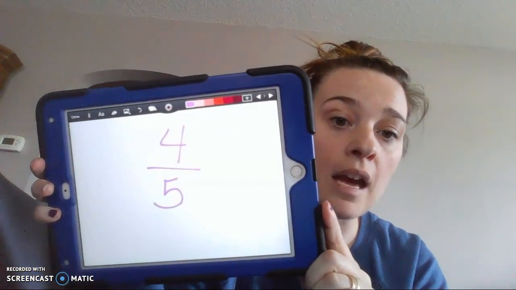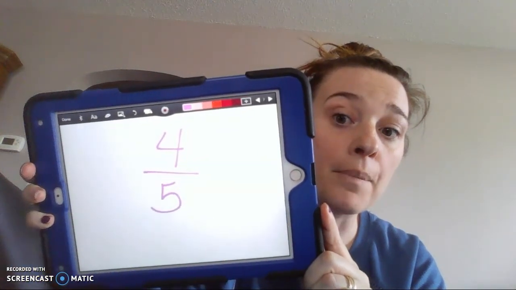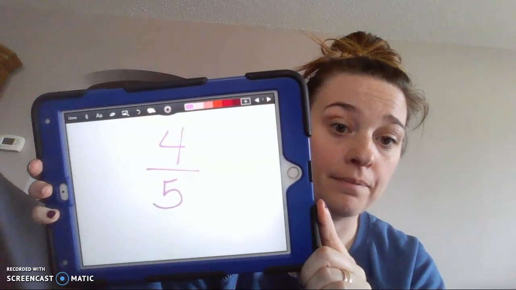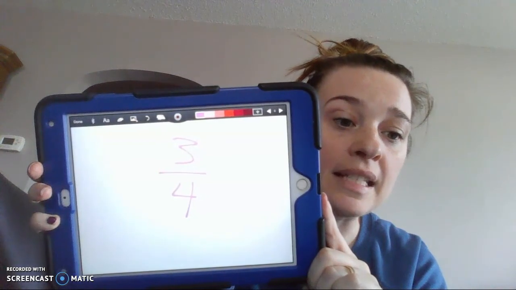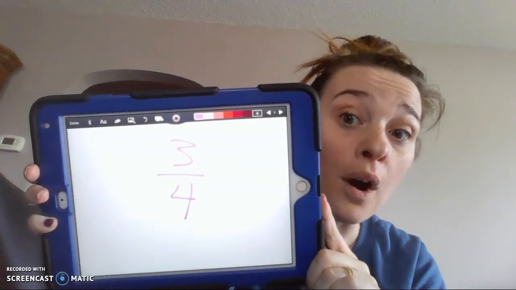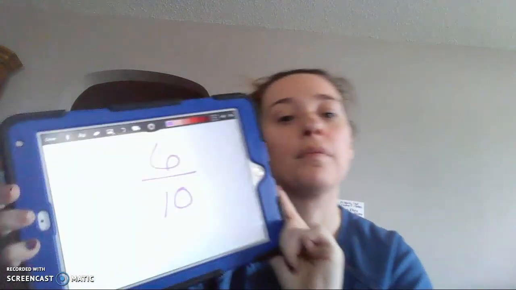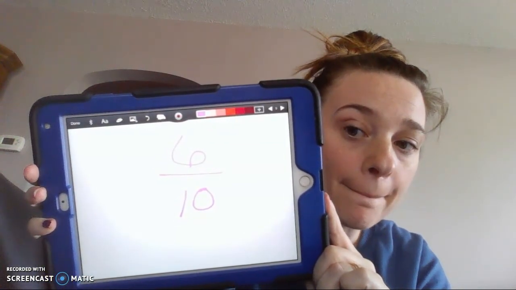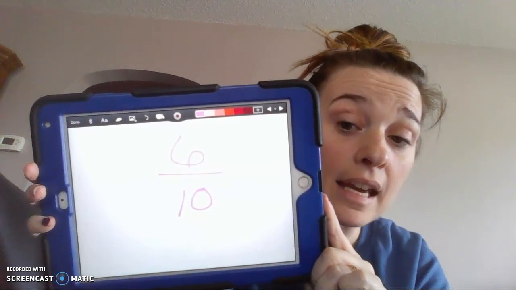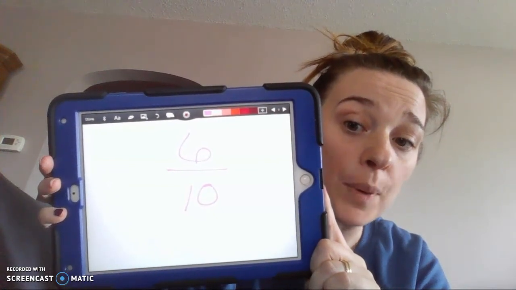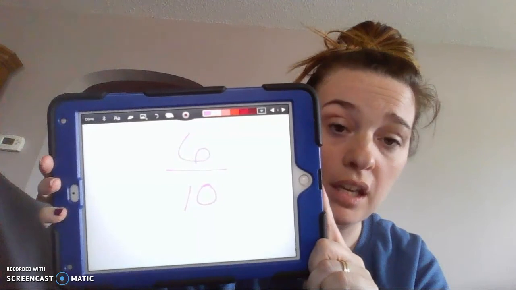Which number is my denominator? The number on the bottom. Denominator is down on the bottom. Right, it's 5. Which number is my denominator? Right, it's 4. Which number is my denominator? Right, it's 10. 10 is down on the bottom, and it is how many equal parts my whole is broken into. So I would break that shape up into 10 equal parts.